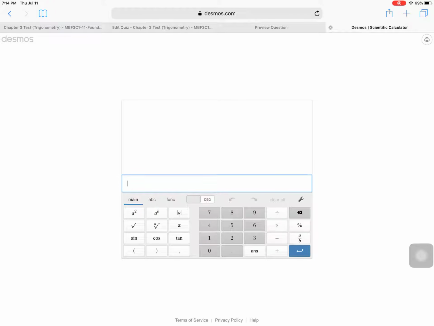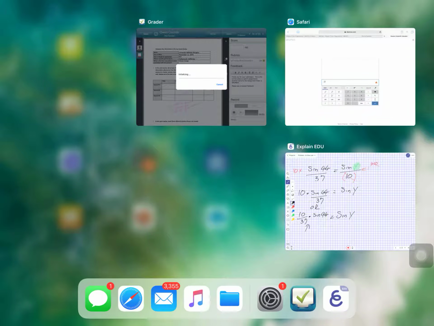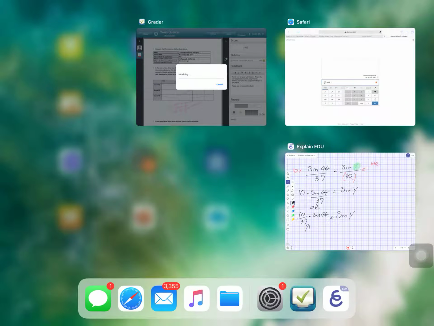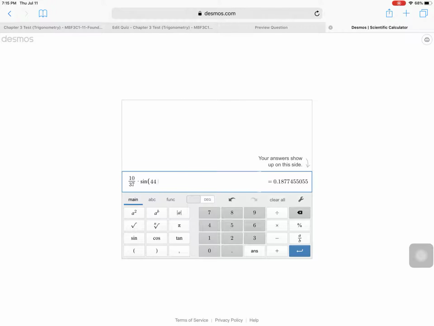So, Desmos Scientific Calculator. I say 10 divided by 37, and look, I can even touch the screen and move it over, times sine of 44, end brackets. And it's already given me an answer.